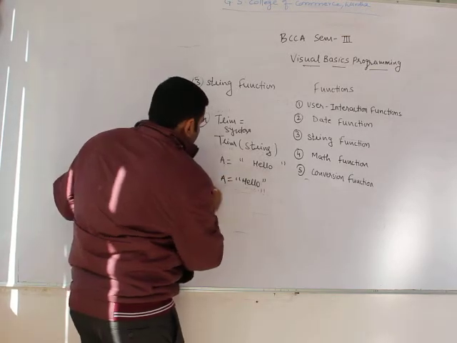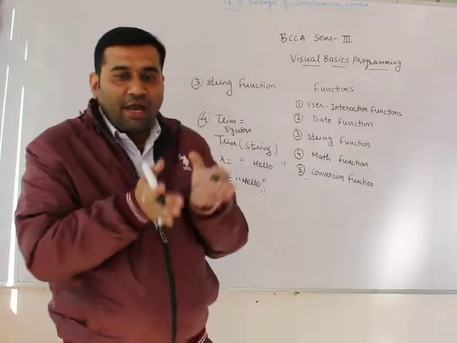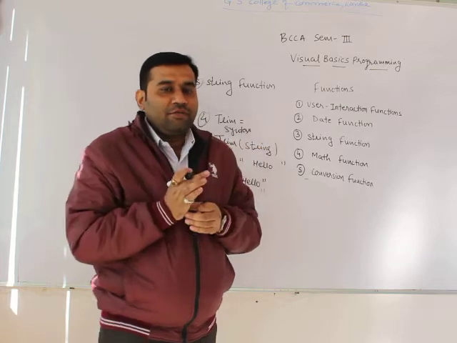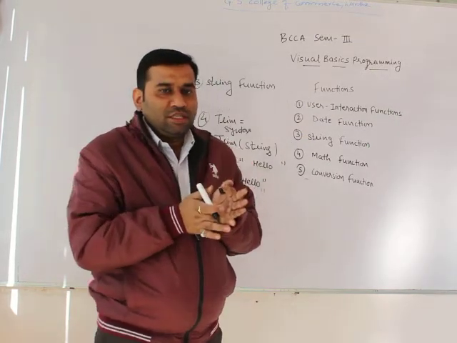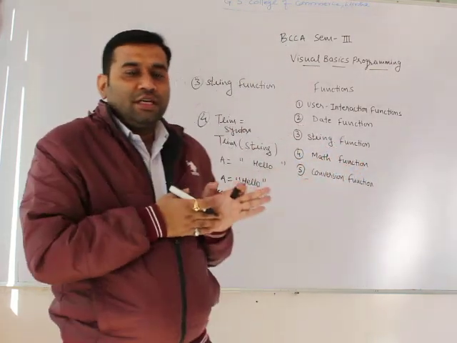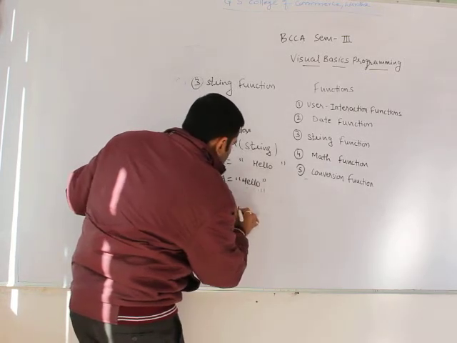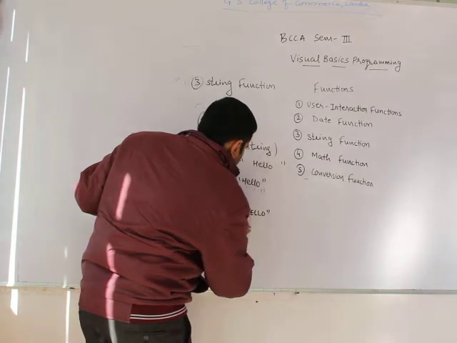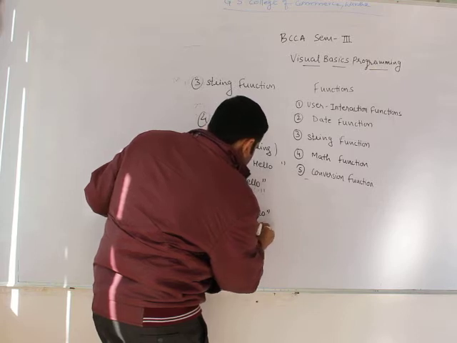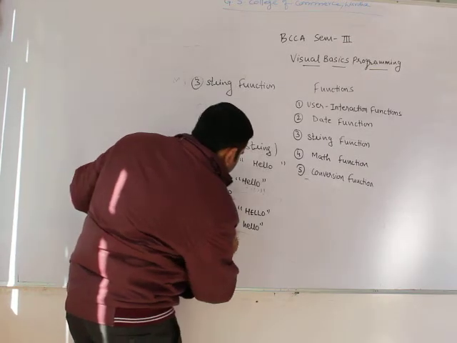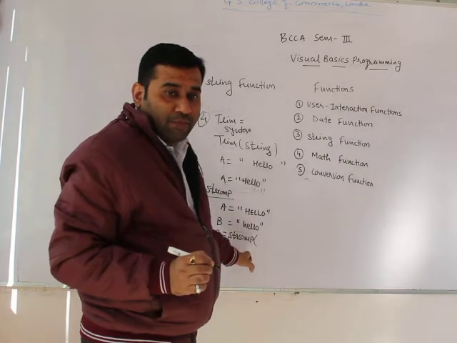Next function is StrComp, string compare. This function compares two strings and returns an integer that indicates the result. When string 1 is less than string 2, then -1 is returned. When both strings are equal, then 0 is returned. When string 1 is greater than string 2, then 1 is returned. For example, A equal to hello, B equal to hello, and then C equal to StrComp, comparing A and B.